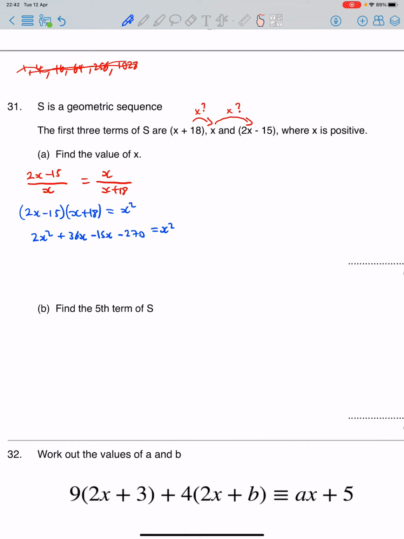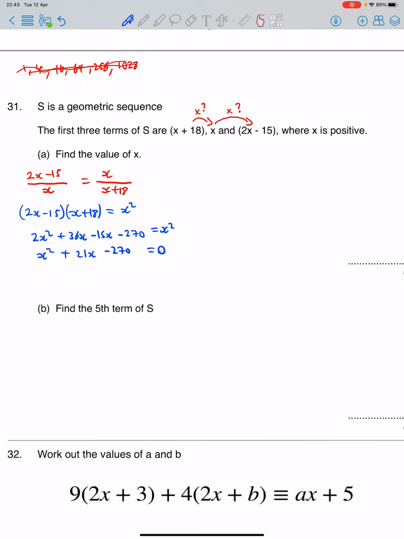So if I take away x squared from both sides, I'm left with x squared, because it's 2x squared, take away 1x squared, which is just x squared. And then 36x minus 15x is going to be plus 21x. And then it's minus 270. And then that is equal to 0. Now I can factorize this.